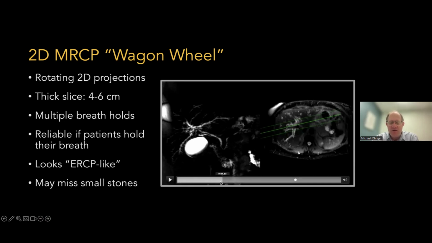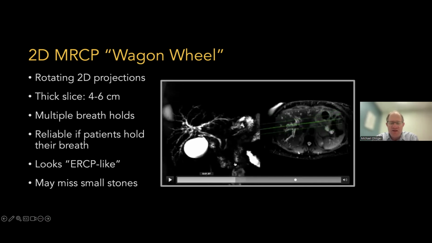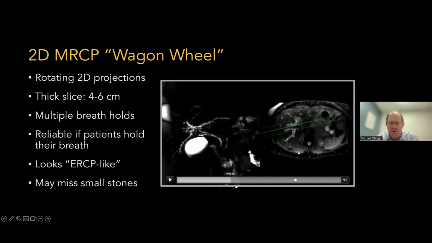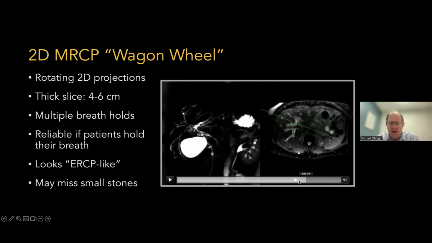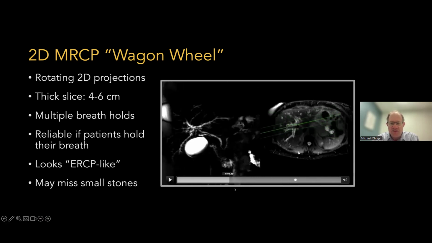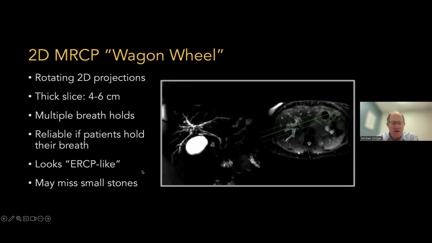And again, as you look through the scans of your patients, you're going to see this one. Sometimes it's labeled 2D, sometimes it's labeled radial, or wagon wheel, because you can see the image plane rotates around like this, okay? And that looks very ERCP-like.